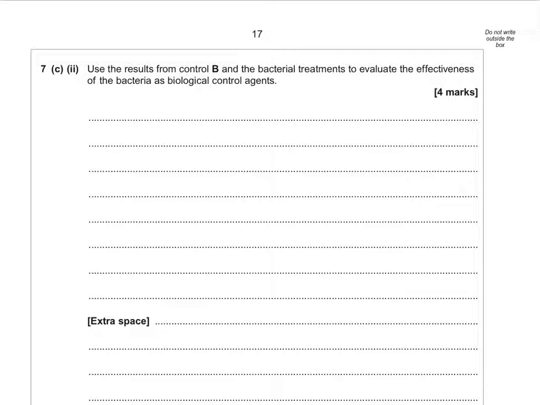Okay, so 7Cii. This is a really effective discriminator for your examiners. You will be expected to evaluate the effectiveness of something or other in the exam. In this case, it's the effectiveness of bacteria as biological control agents. The better answers split that up, rather than going straight in and giving lots and lots of information that seemed a bit higgledy-piggledy.